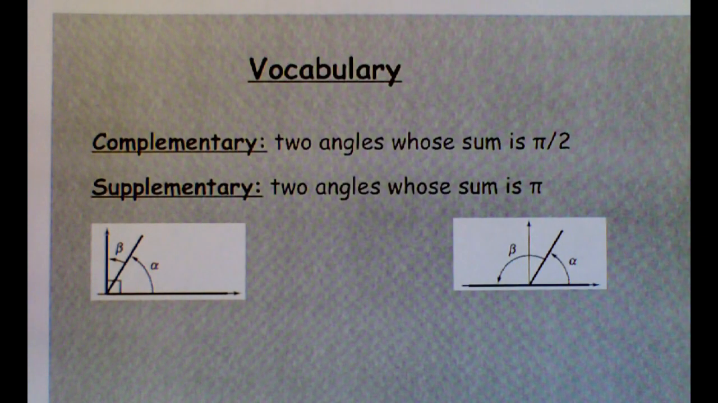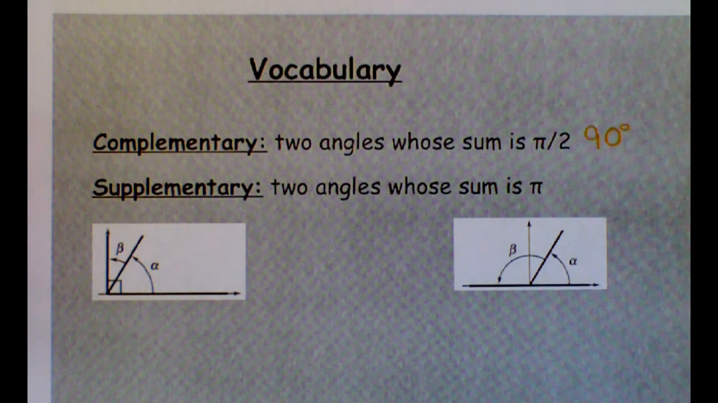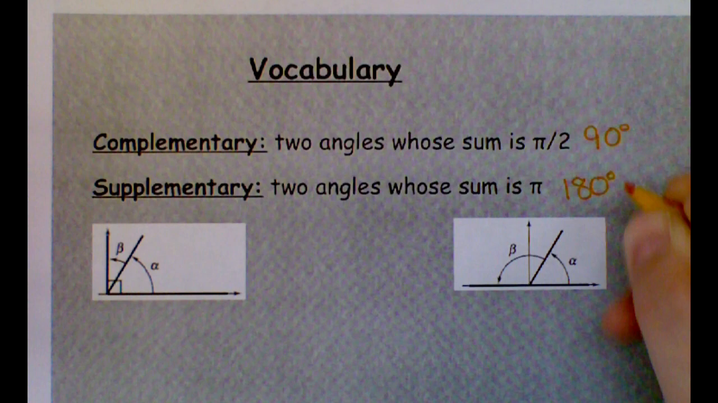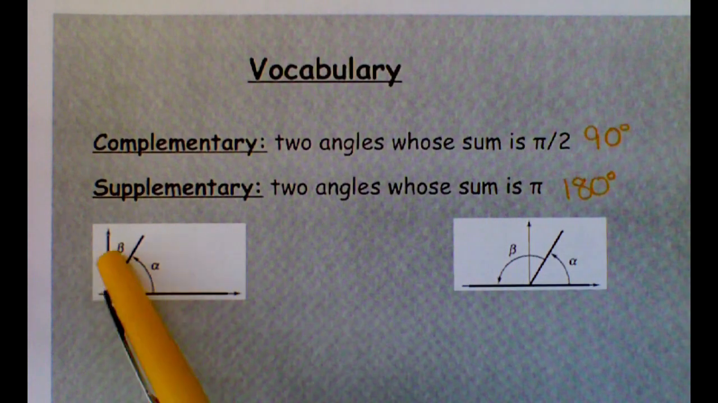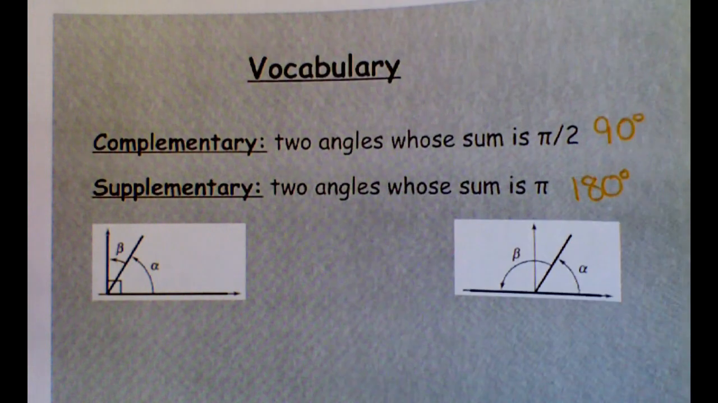A couple more vocab words. Complementary are two angles whose sum is pi over 2. If we're rocking degrees, though, remember that is 90 degrees. Supplementary is two angles whose sum is pi. Remember in degrees, that would be 180. So complementary angles make a right angle. Supplementary angles make a straight line.